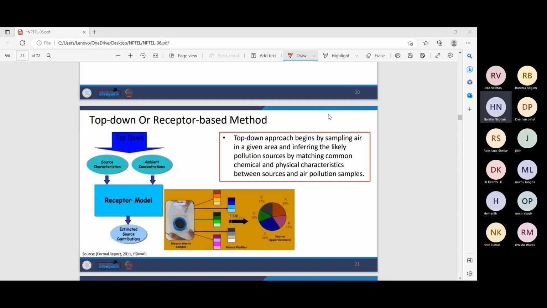If we start from the pollution sources and we go to the emissions, then it means it's a bottom up approach. Correct, ma'am? Correct. Thank you, ma'am. Anyone else?